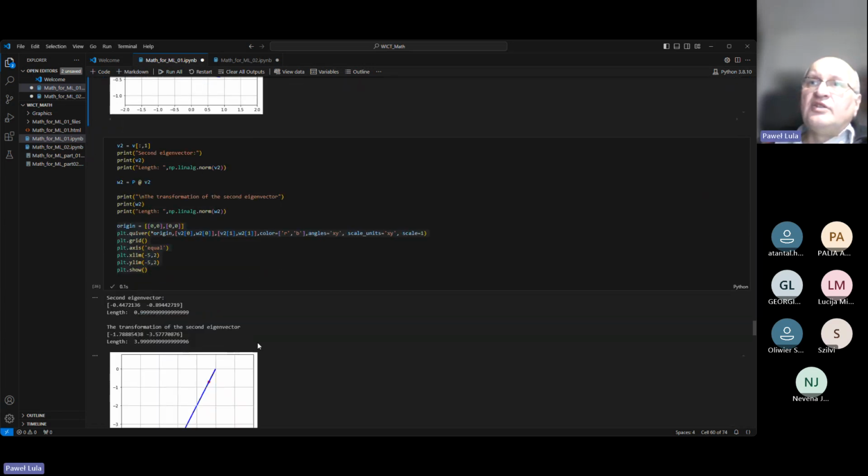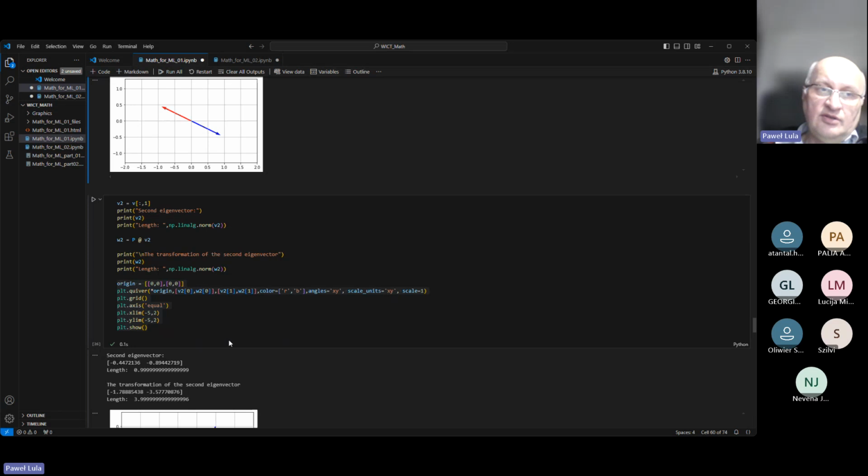Also, we can check it with our second eigenvector. The second eigenvector is here, V2. It is the second column from the matrix V. We see this eigenvector here, and I transformed it. It means I multiplied it by a matrix P, and I obtained vector W2. And I drew these two vectors.